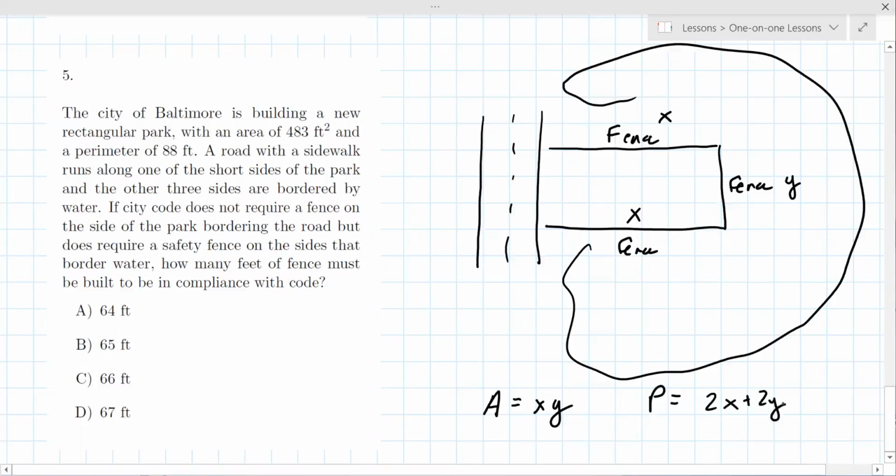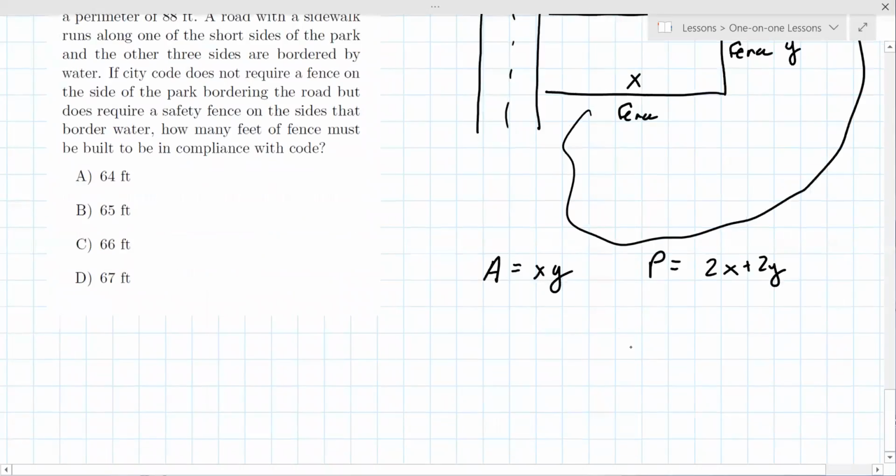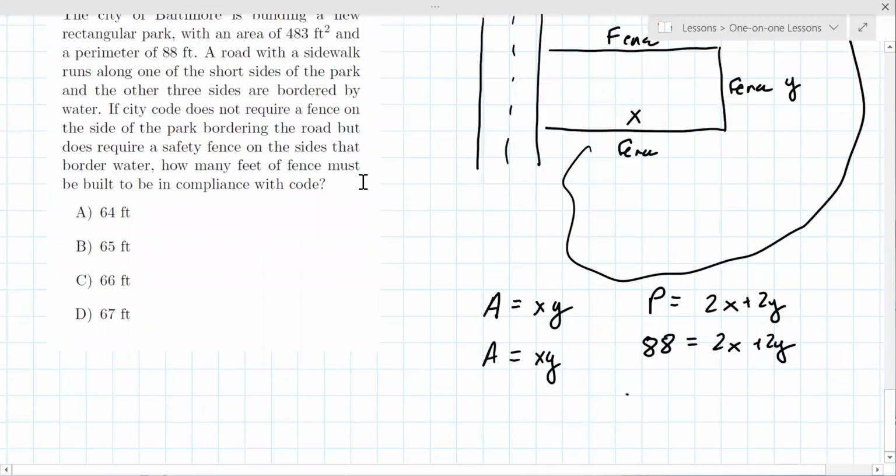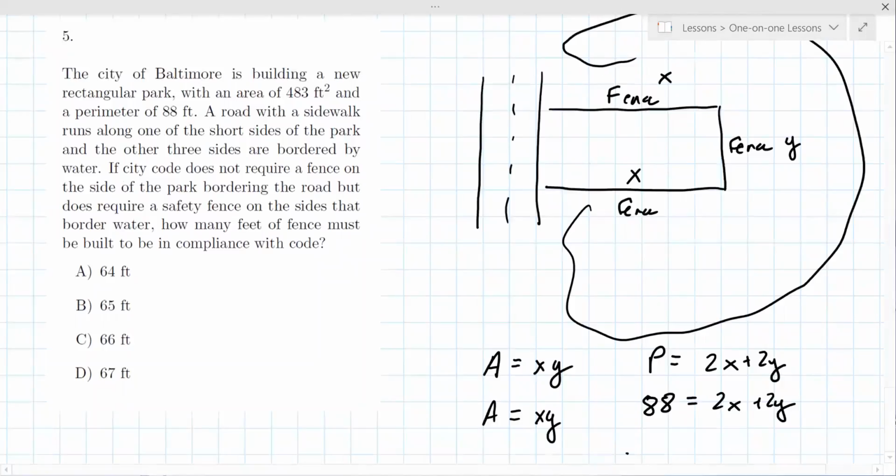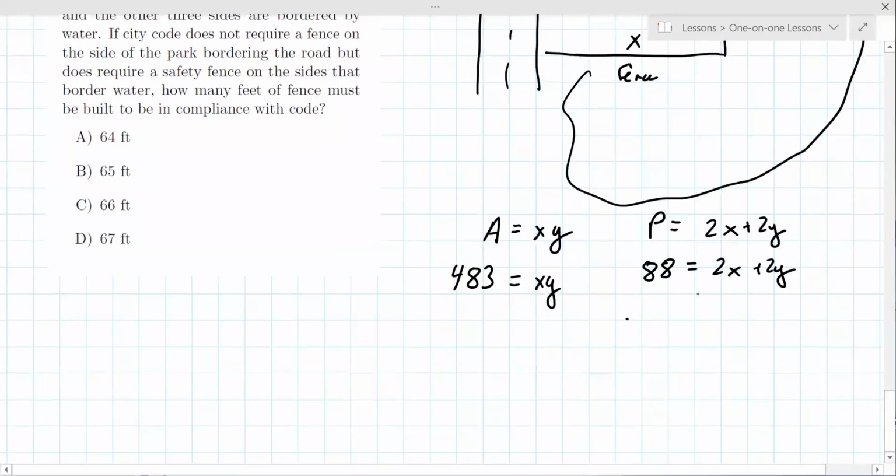The difference here is that you might think, well, what about this since it's not included? We're asking, the perimeter refers to the rectangle. The fencing refers to something different. So this 88 here is the perimeter. And we're trying to figure out how much fencing to use. Now, we do know the area. The area is 483. So we have 2 equations and 2 unknowns. Can we solve this?